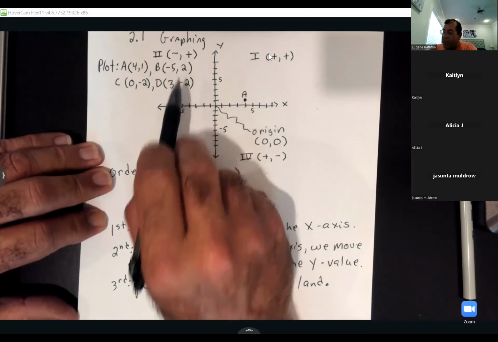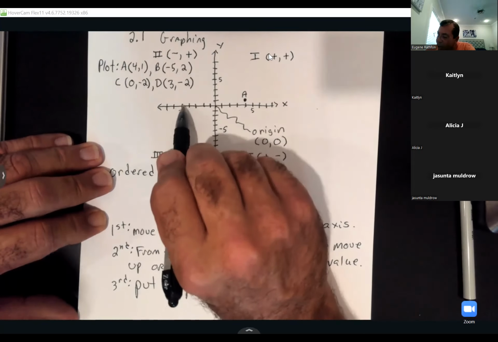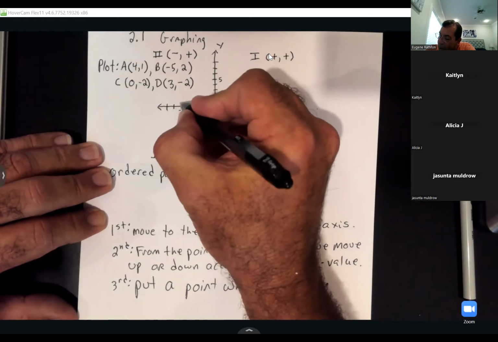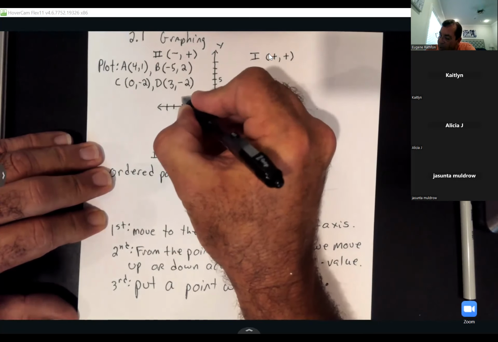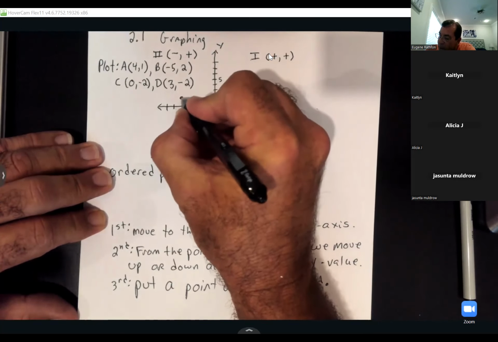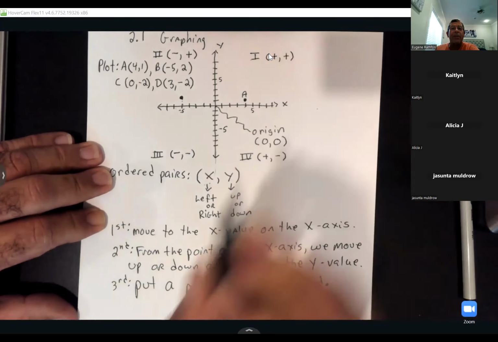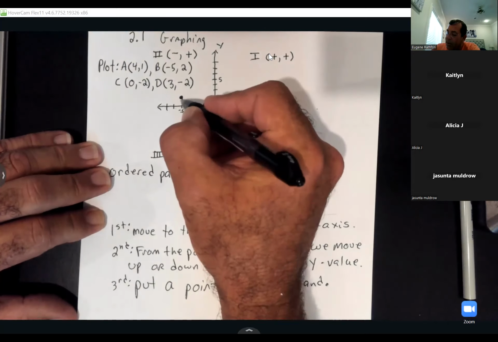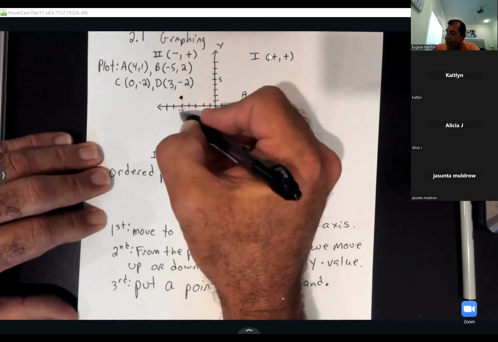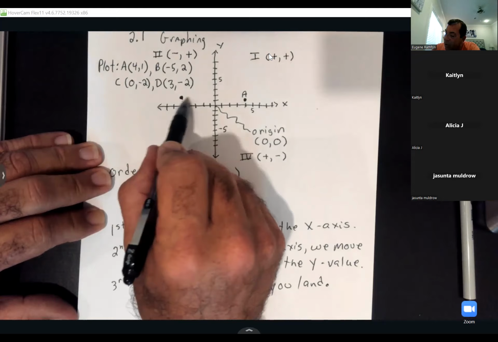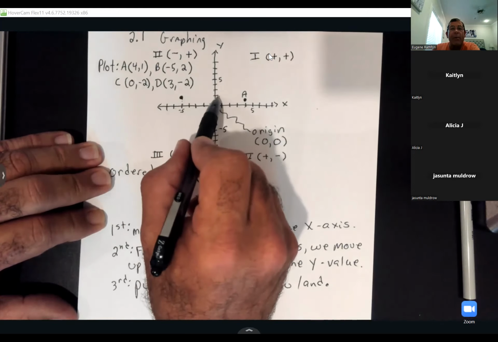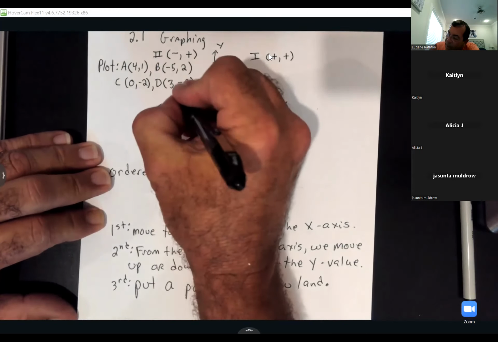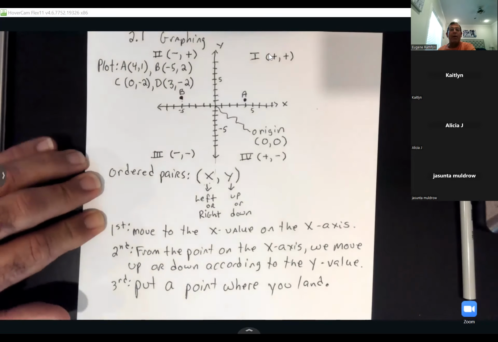Now, my y value is a positive 2. So starting at that -5, I'm going to go up 2 units in the positive direction and put my second point. So notice, if I was to draw a vertical line, it would hit -5. If I was to draw a horizontal line, it would hit my positive 2. So that point will be B.